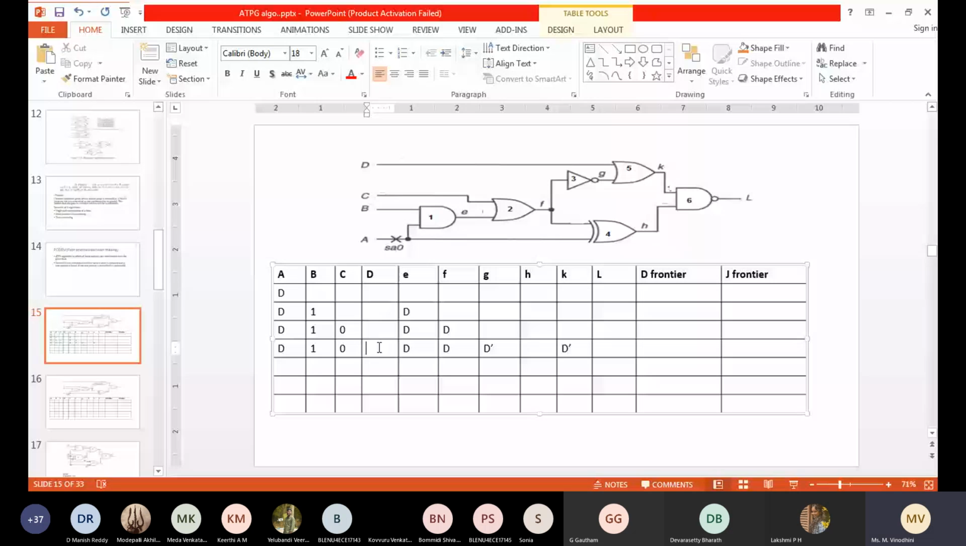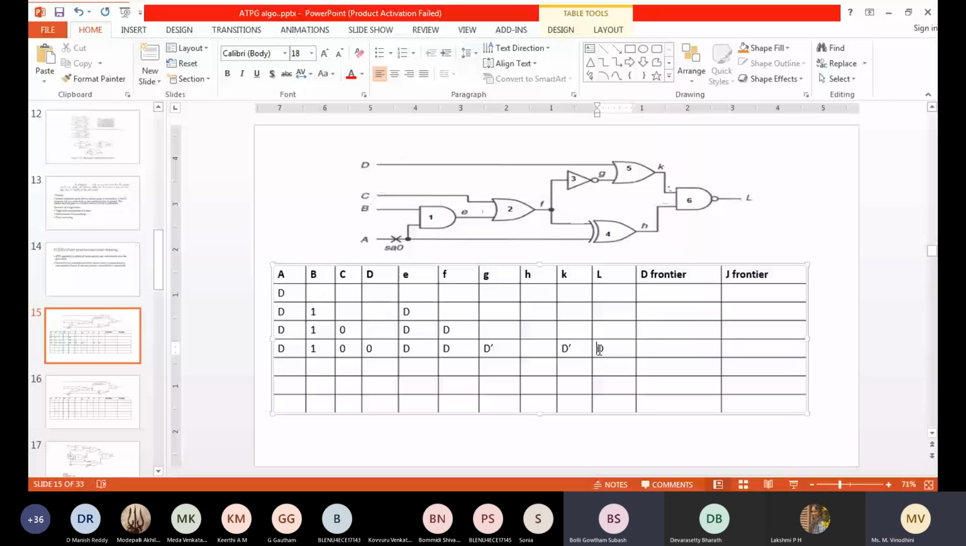Okay, now from K I have D dash. This I need to take to L. This is a NAND gate. So what will be L, D or D dash? Input is D dash. NAND gate means, D or D dash, I will get. Don't know? Don't know means tell. Yes, ma'am. I'm confused.